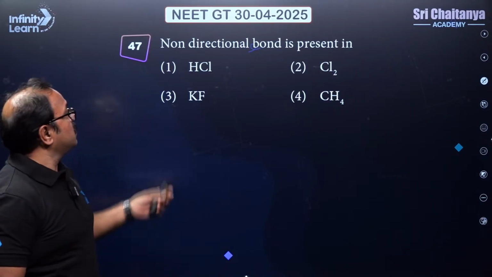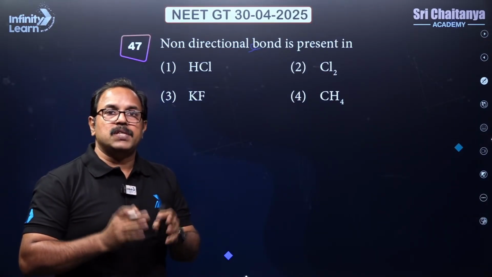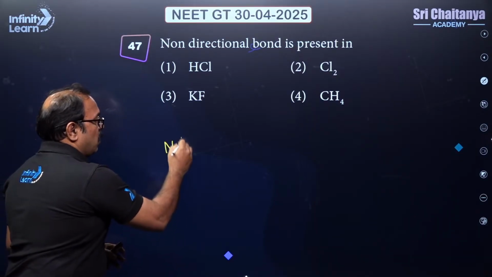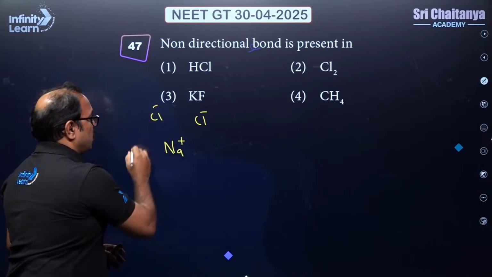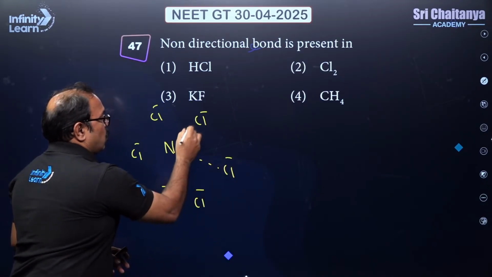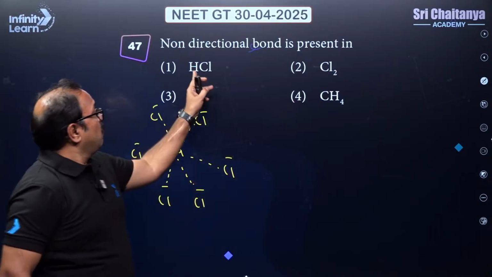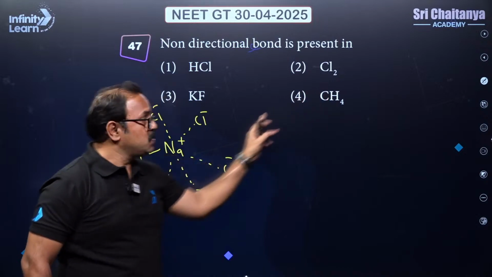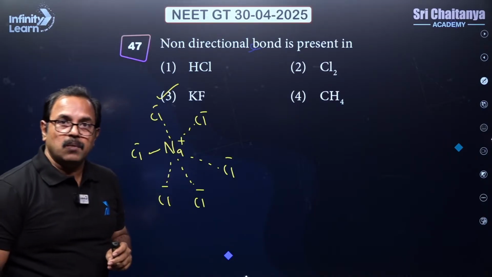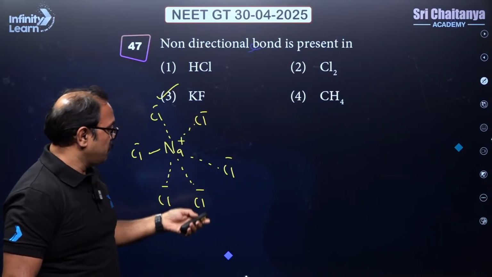Now let us move to the second question. Non-directional bond is generally used with reference to ionic bonds, because in an ionic bond, a component like Na plus is surrounded by 6 Cl minus. So with which one it has actually formed the bond, we cannot say. So every ionic bond, let it be NaCl or cesium chloride, is non-directional. In this particular case, the first, second and fourth are covalent compounds, whereas KF is an ionic compound. Among the options, there is only one ionic compound, so that is KF.